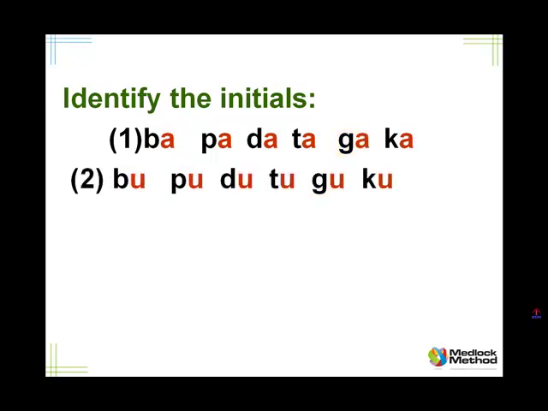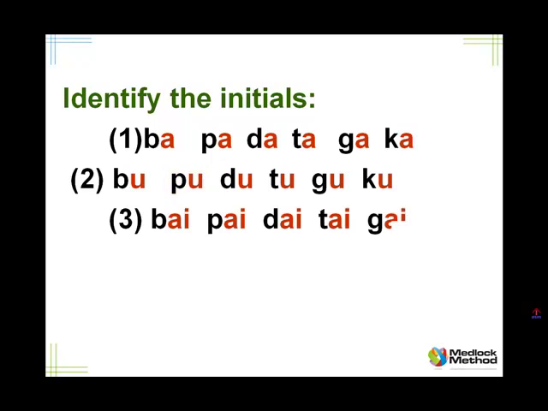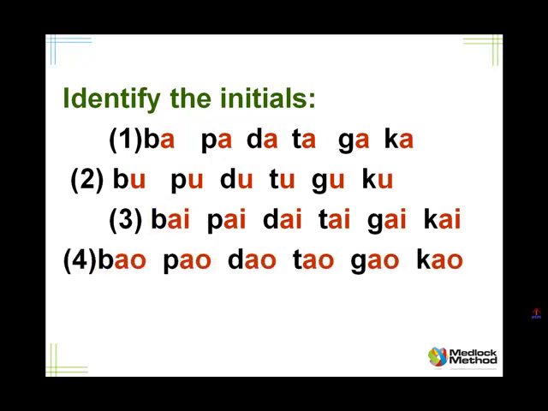Okay, and next lot. Listen and choose. Ku, gu, bu, pu. Okay, next one. Dai, tie, guy, buy. Okay, next lot. Pow. Bow. Cow. Tow.